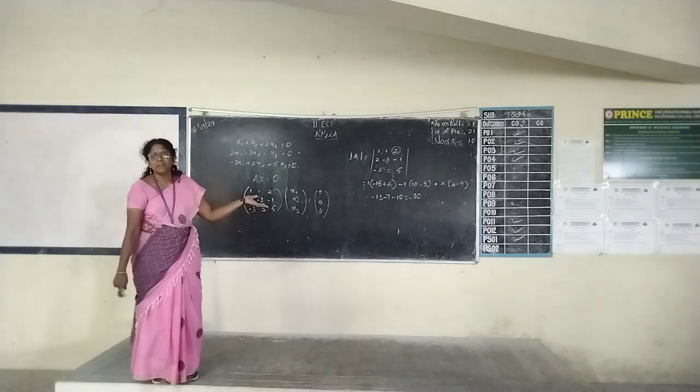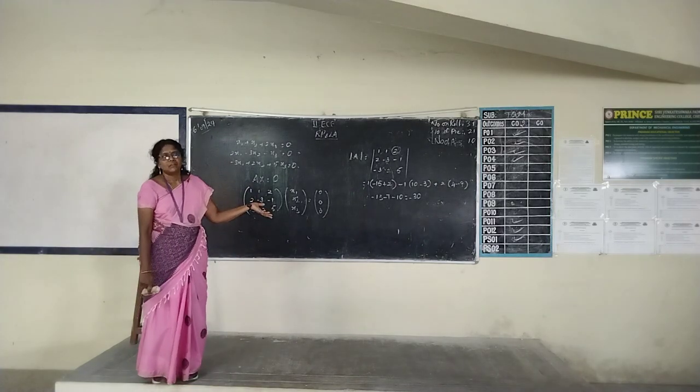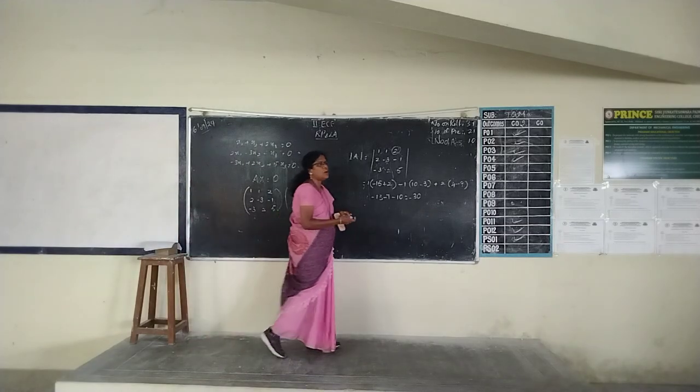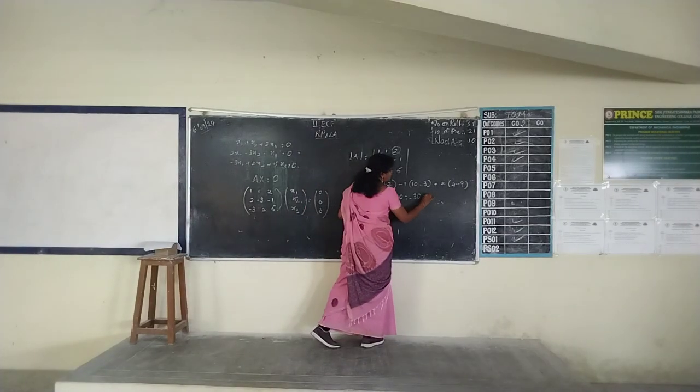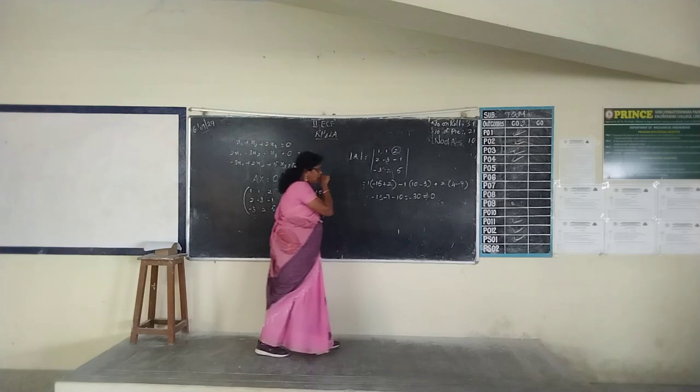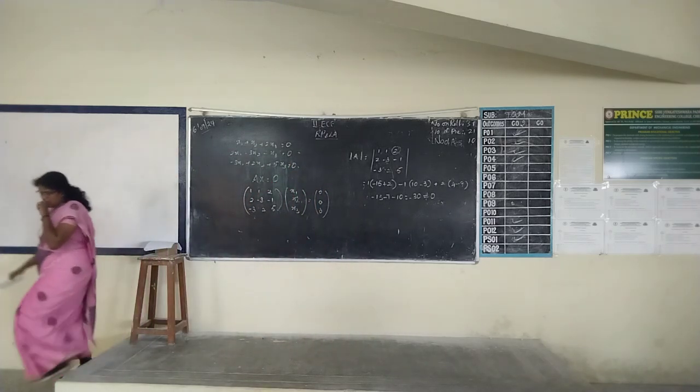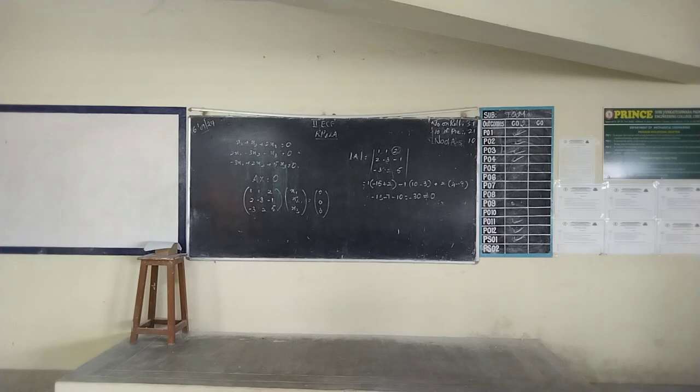Be careful now. Okay, so the determinant of A is minus 30. Whether it's 0 or non-zero? Non-zero, not equal to 0. So trivial solution or non-trivial solution? Trivial solution. So the determinant of A is not equal to 0.